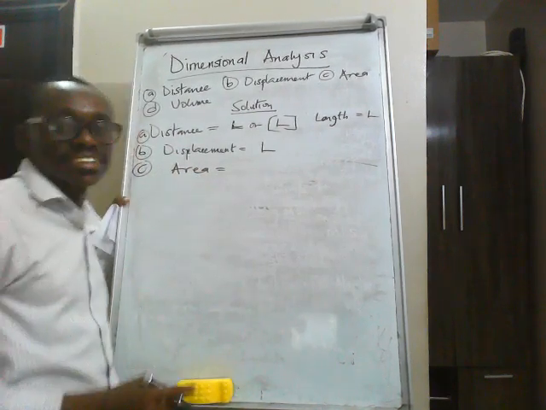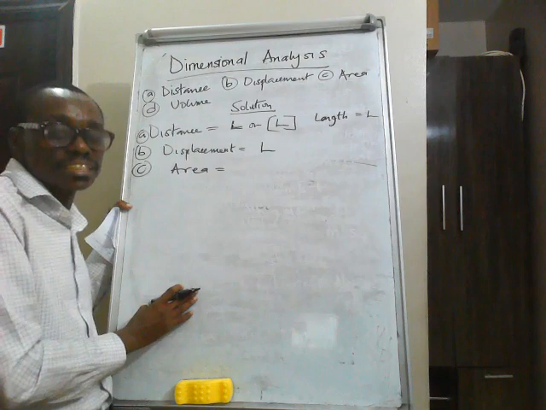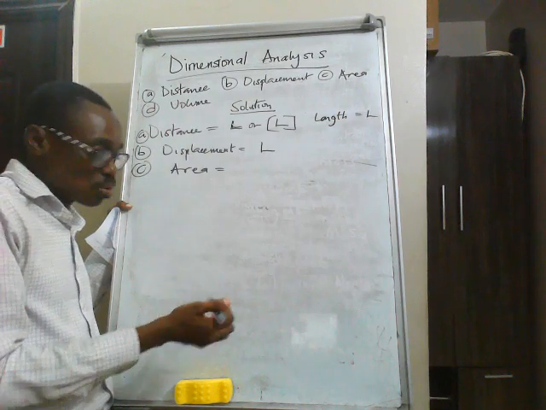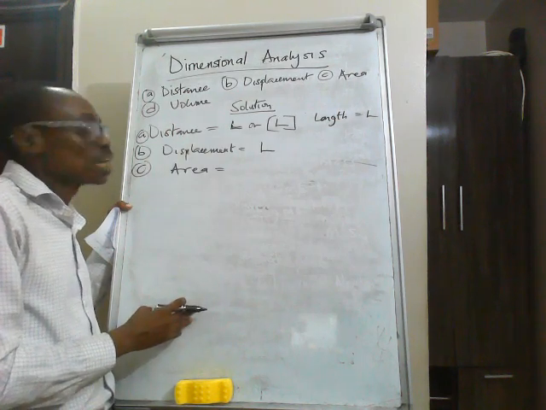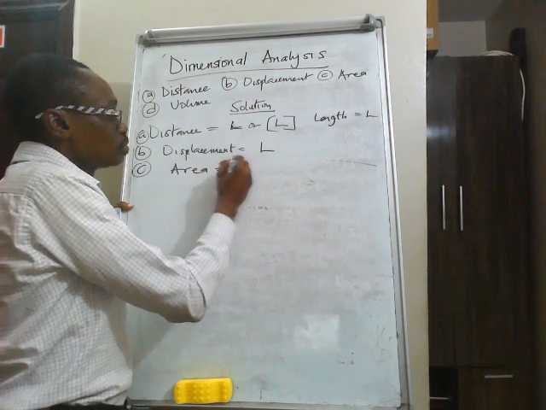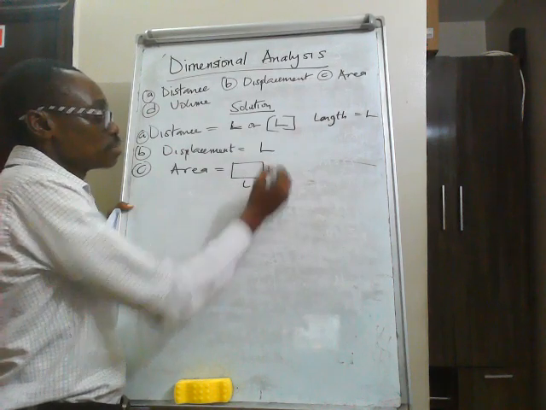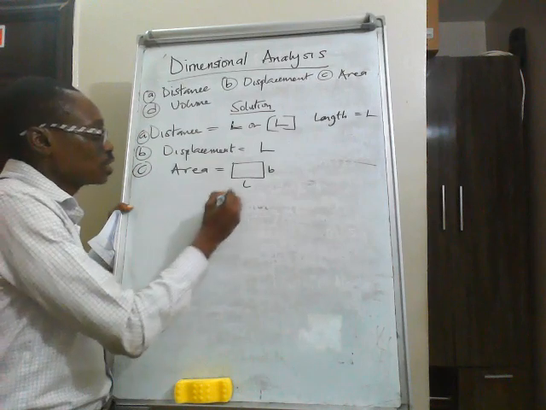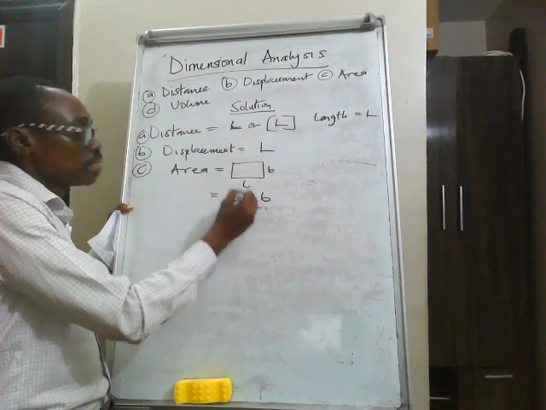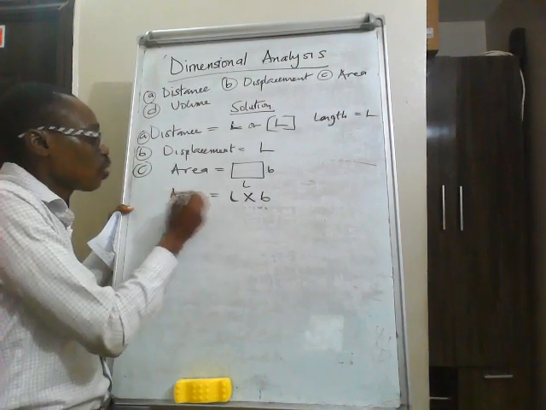Area now. Area is similar to length, distance. The area of a square, the area of a circle, the area of a rectangle. So let's look at the area of a rectangle. For a rectangle, the area is equal to the length times the breadth. Length times breadth gives you area for a rectangle.